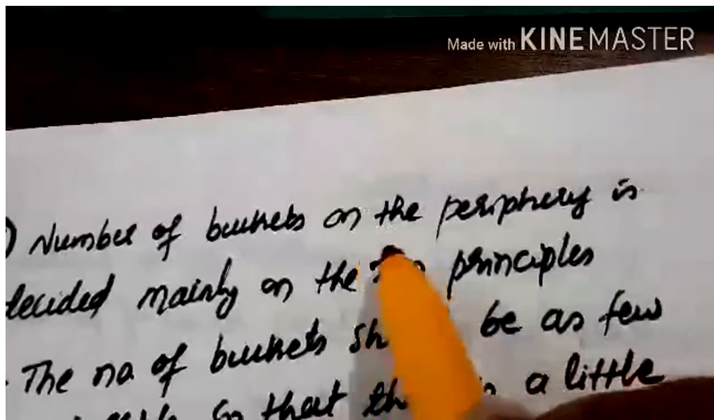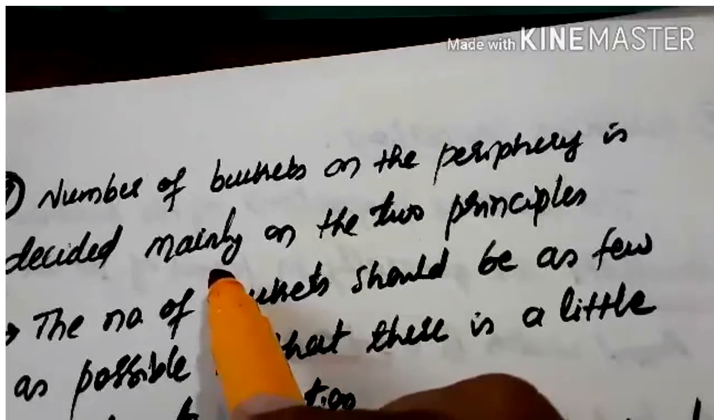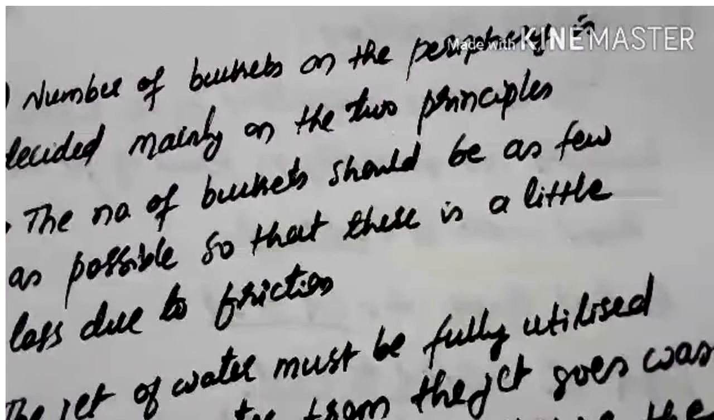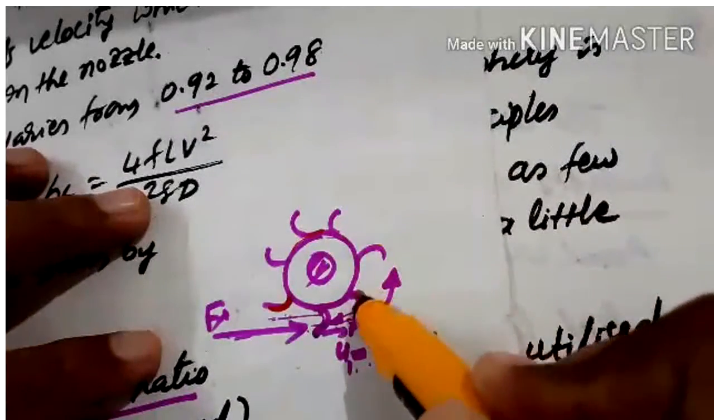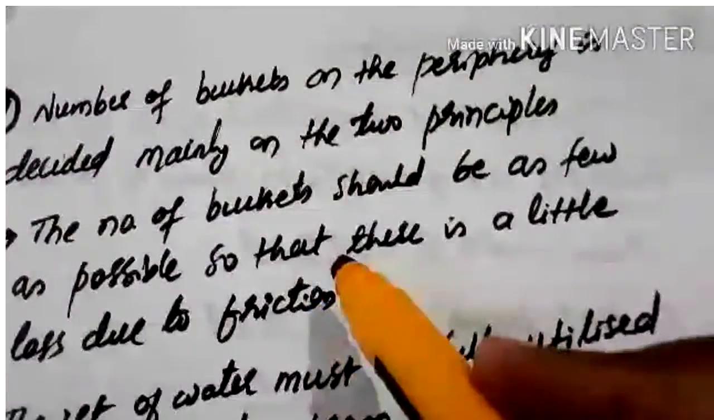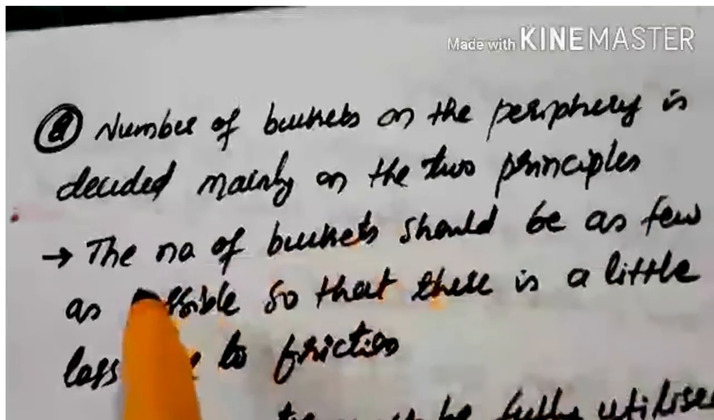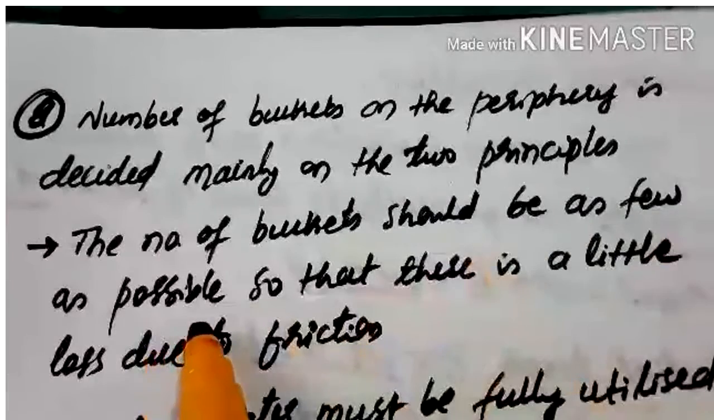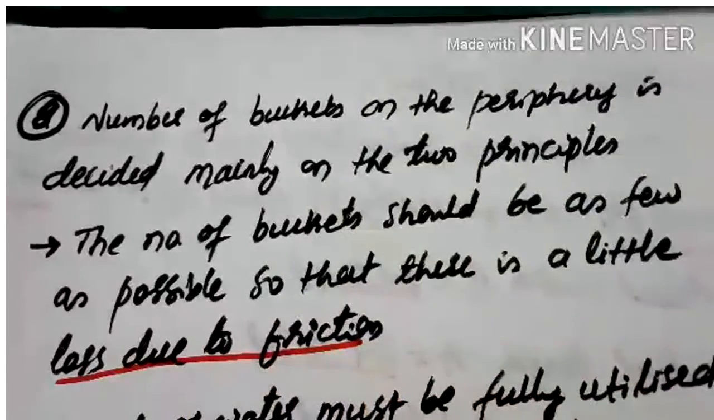The number of buckets on the periphery of the Pelton wheel is decided mainly on two principles. The first one is that the number of buckets should be as few as possible so that there is little loss due to friction.